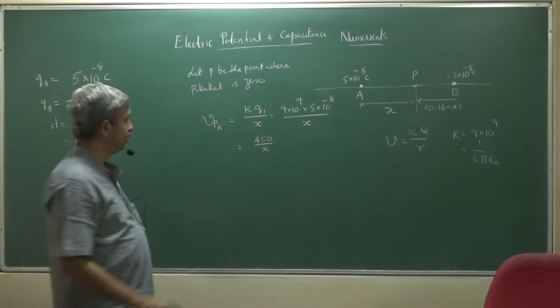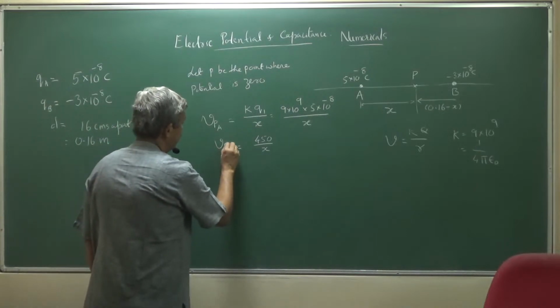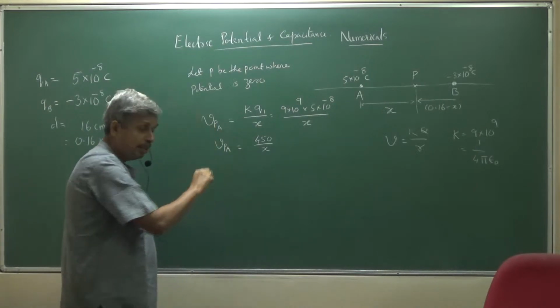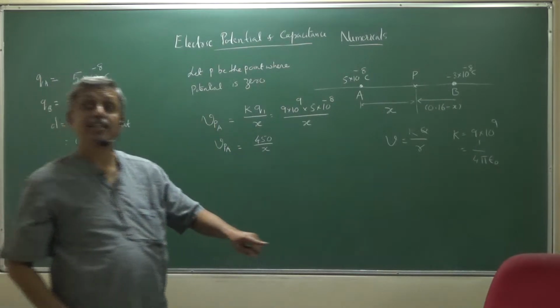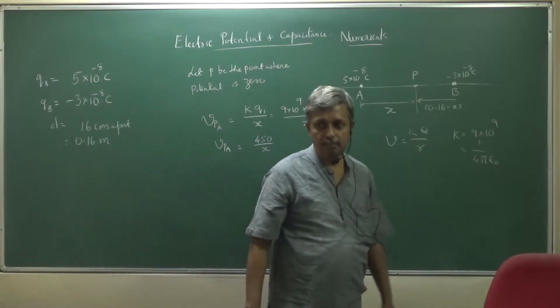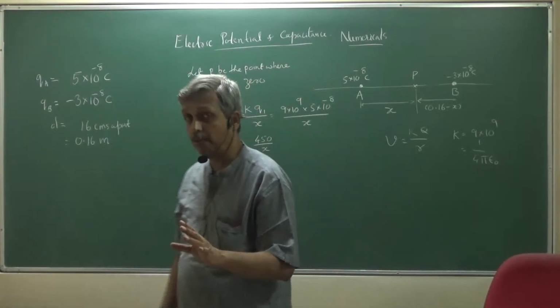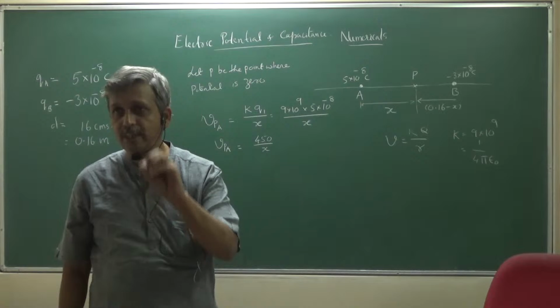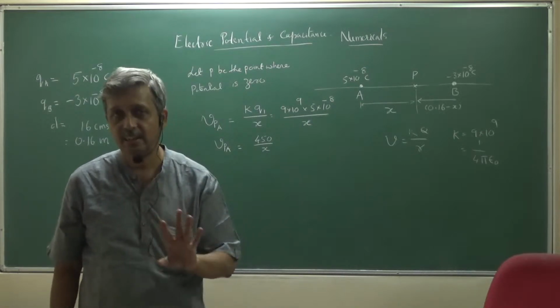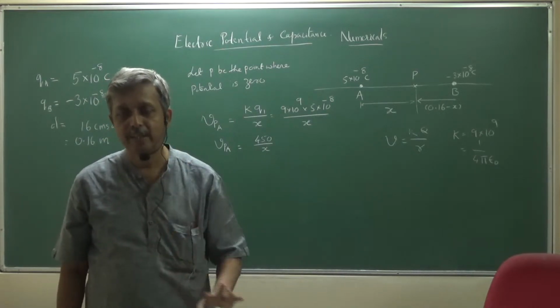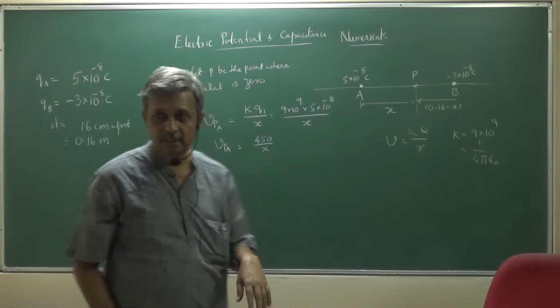So this is basically nothing but VPA, that is, the potential at point P due to the charge that is there in A. I'm going very slow on the first problem, mainly because you need to understand what we are calculating. Don't do it blindly. Don't keep substituting values without knowing what is happening.